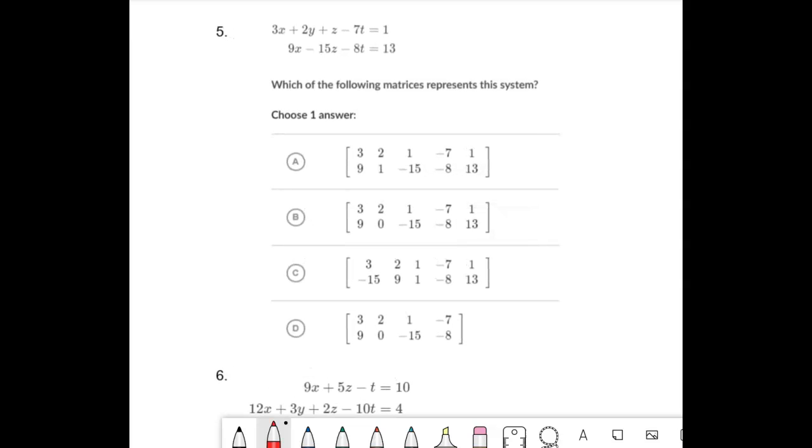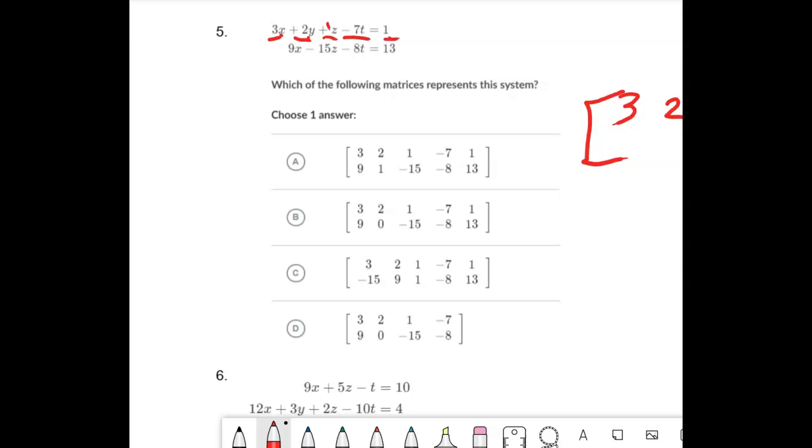Okay, cool. So you can see on 5 we have x, y, z, t, and 1. So when we do our matrix, we're just putting in all those coefficients. So what's in front of x is 3. What's in front of y is a positive 2. What's in front of z is nothing, which means it's a positive 1. What's in front of t is a negative 7. And then equals what?